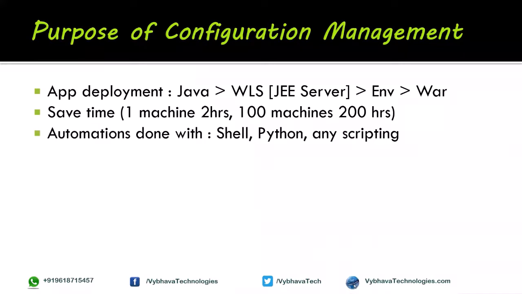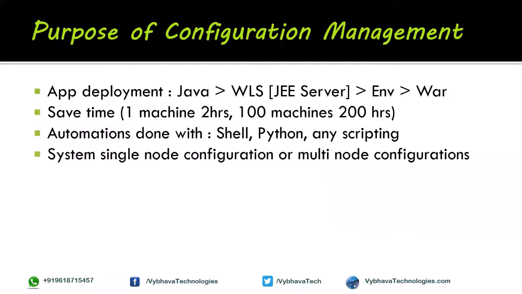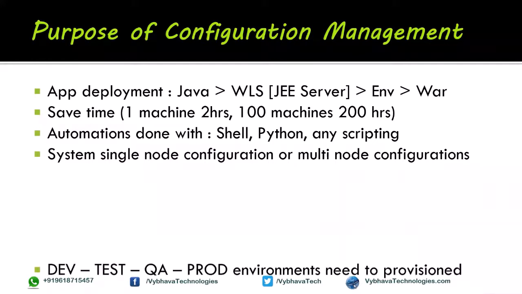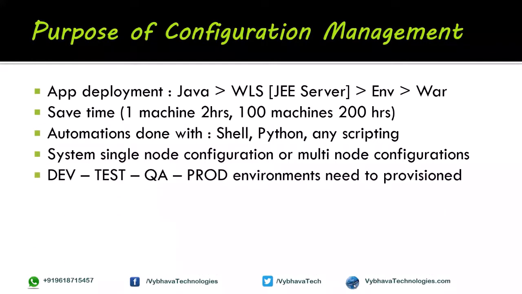When you do automation, you might have used a shell program or Python program earlier, but using Ansible it will be much more powerful and save much more time. It is going to have a single node configuration, only one machine where you have everything, which we call the Ansible controller. A multi-node configuration is also possible to configure. And you can work across the complete life cycle: dev, test, QA, production.